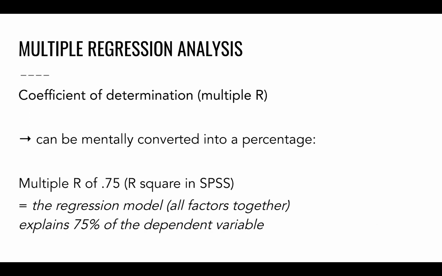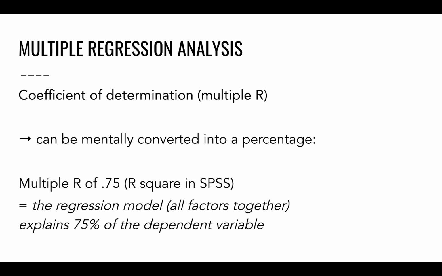So the cool thing about multiple R, or a coefficient of determination, is that you can mentally convert this number into a percentage. Remember, it was a number ranging between 0 and 1. So let's say if you have a multiple R of 0.75, then you could say that the regression model, so all factors together, explains 75% of the dependent variable. So in other words, 75% of, in this case, people's likelihood to buy beard oil is explained by that combination of predictors. So the combination, or the set of independent variables, jointly explains 75% of the dependent variable.